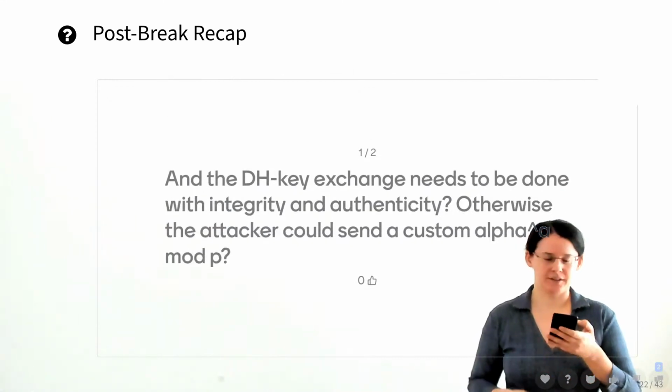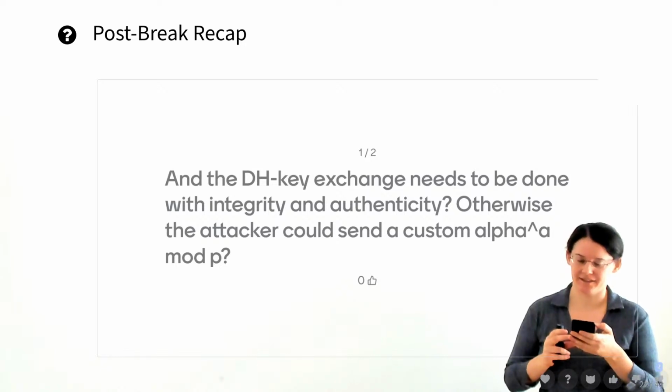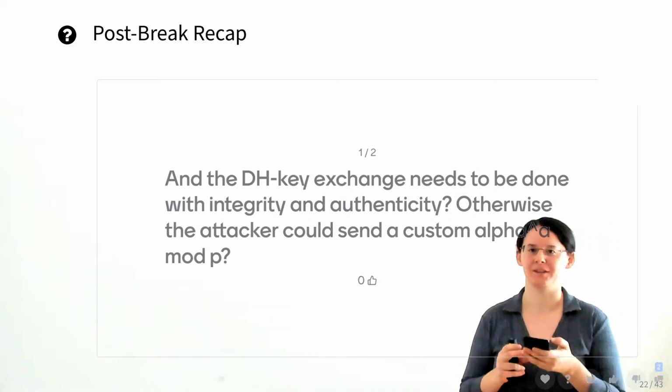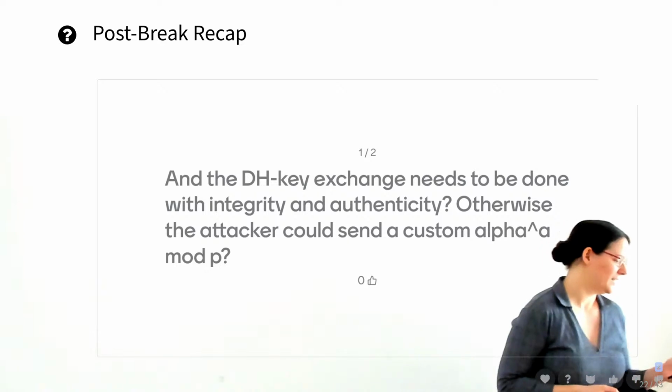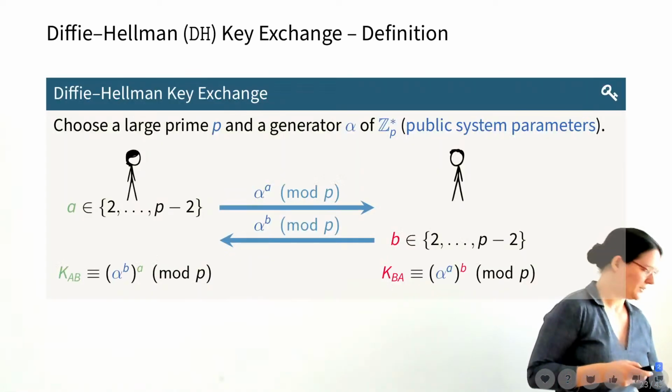Next question is about the Diffie-Hellman key exchange. It needs to be done with integrity and authenticity, otherwise an attacker could send a custom alpha to the A. Wow, that's a very good observation, and it's absolutely correct. So let's have a look at the picture.